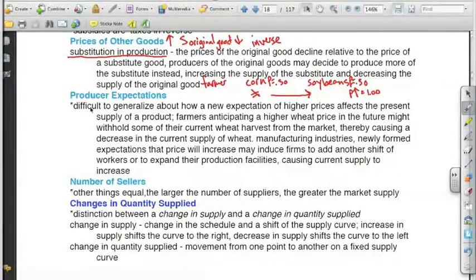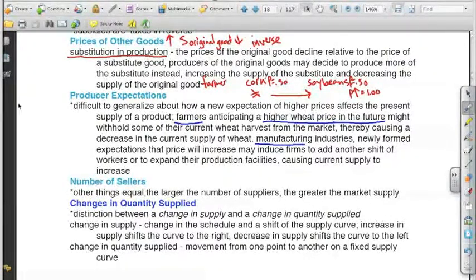Producer expectations. It's more difficult to generalize what's going to happen because it's different whether you're something like a farmer or something like a manufacturer. A farmer can very quickly change its supply because when a farmer finishes making his crop, he just holds his crop. If he has all this wheat, he can just put it into a silo if he wants to hold it. So if he expects a higher wheat price in the future, then he can just hold all of his current supply and then increase it in the future.